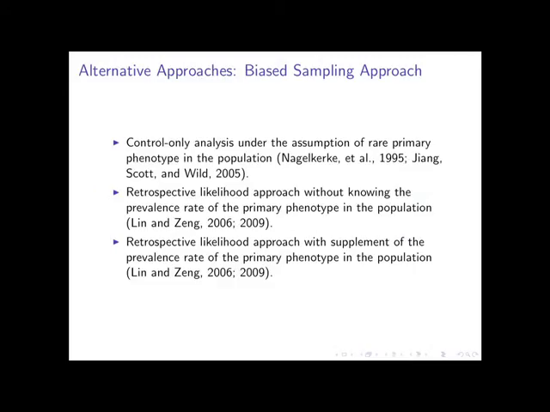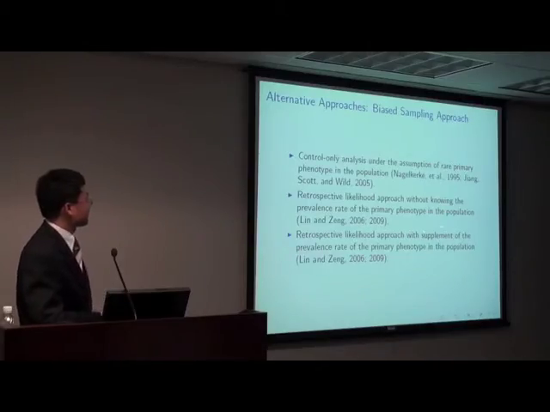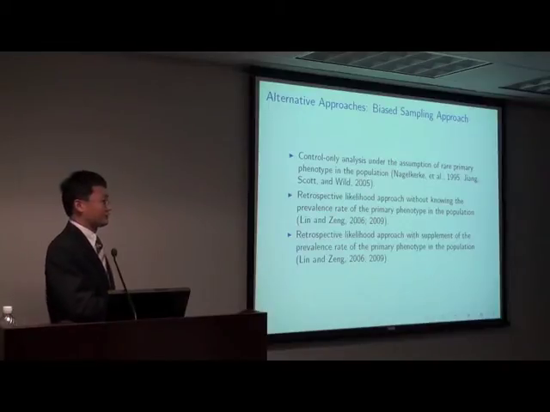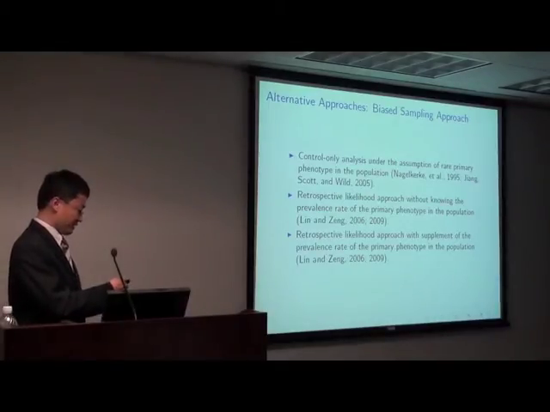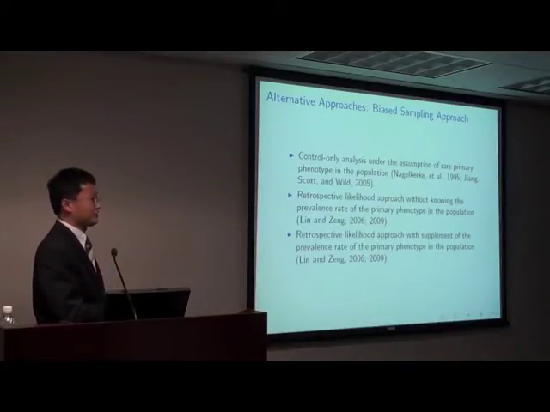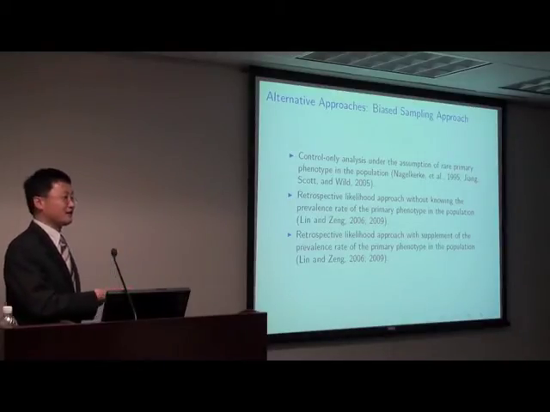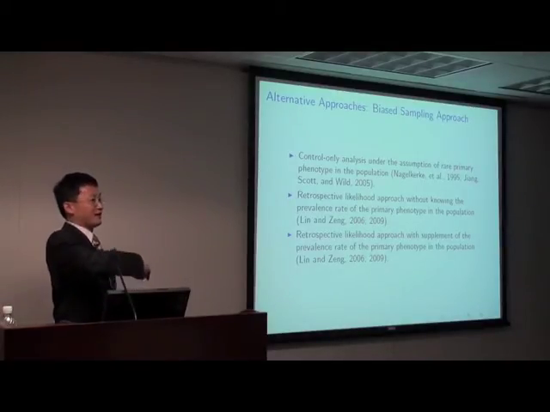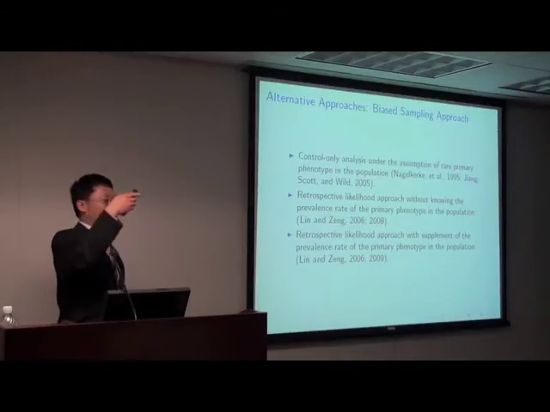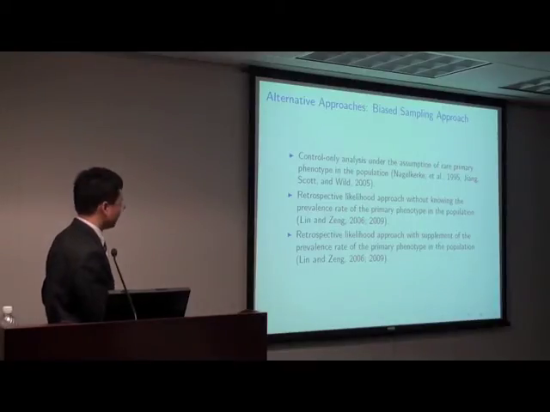If we supplement this population prevalence rate and then use a constrained maximum likelihood approach, I will show you that in lots of situations this cannot be done appropriately because of the case control sampling design. Usually, it's not population based. It is based on a subpopulation of the general population.